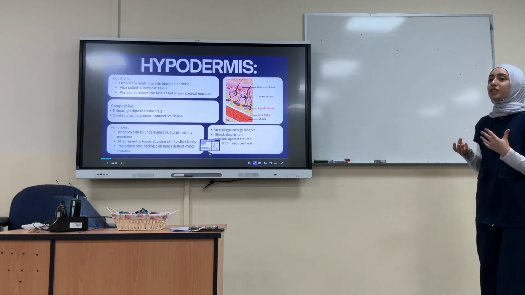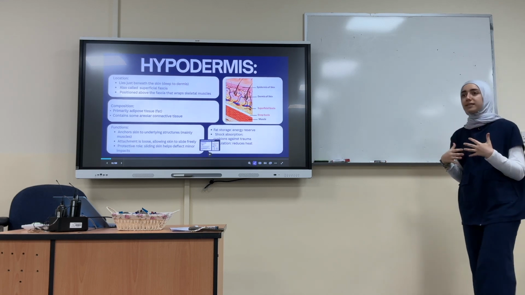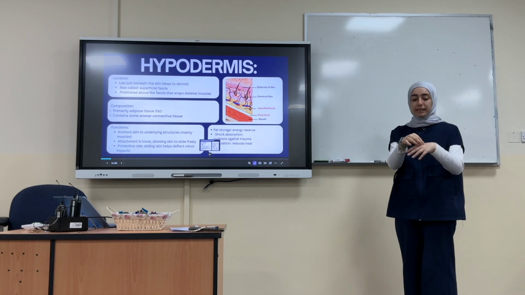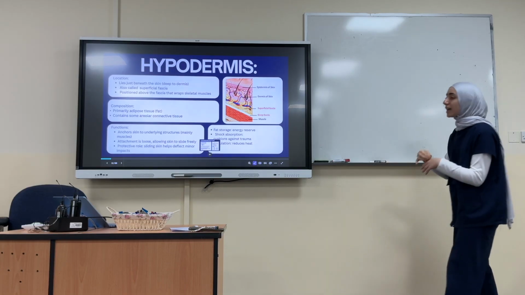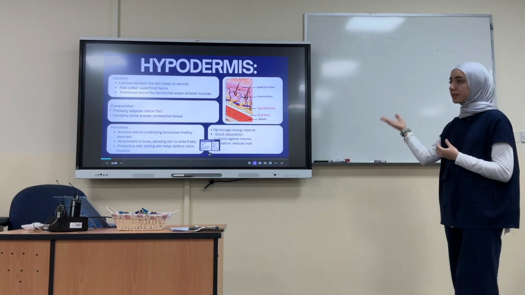Okay, so in malnutrition, you'd find that people who have very low nutrients in their body, you'd find that their skin is very anchored to the underlying bones. And this is because the last resort for our body cells is to use the fat from this hypodermis.